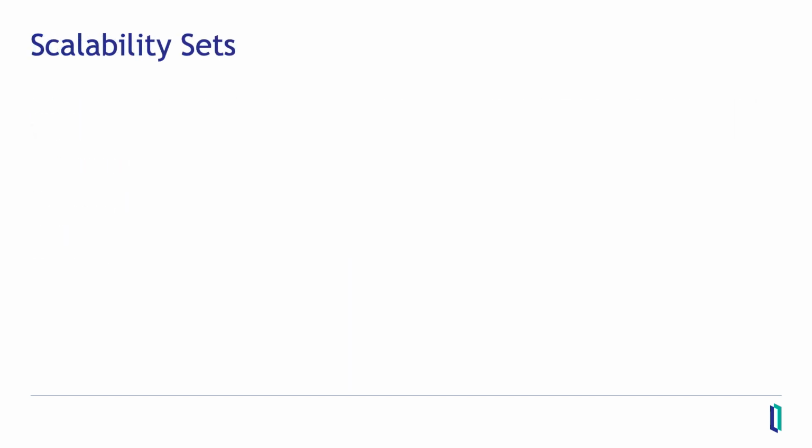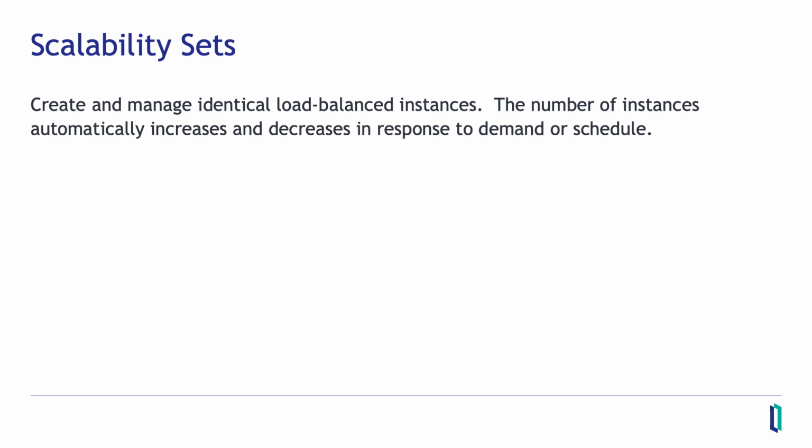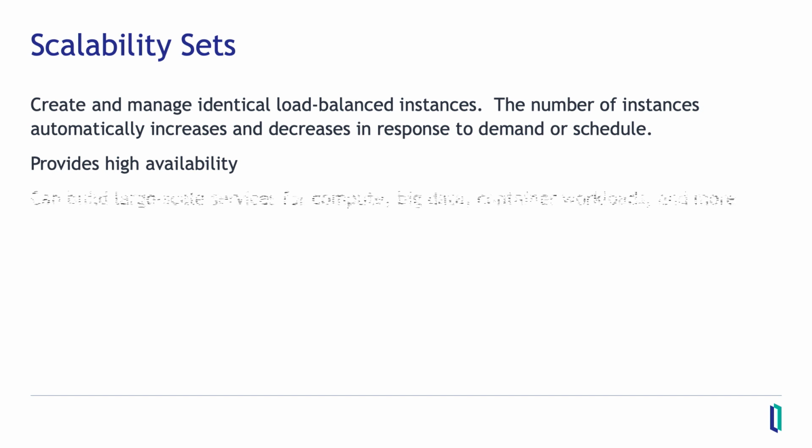Okay, what are scalability sets? Scalability sets allow you to create and manage identical load balanced instances. That way, the number of instances increases and decreases in response to rules, whether it be a schedule or some type of demand monitoring. Scalability sets can also provide high availability by detecting the health of an instance and automatically replacing it if needed.